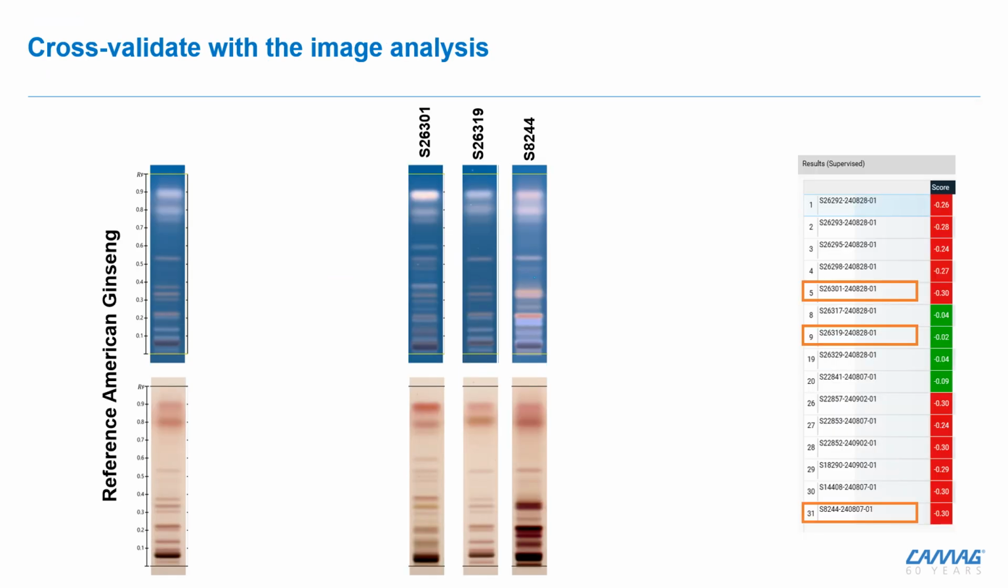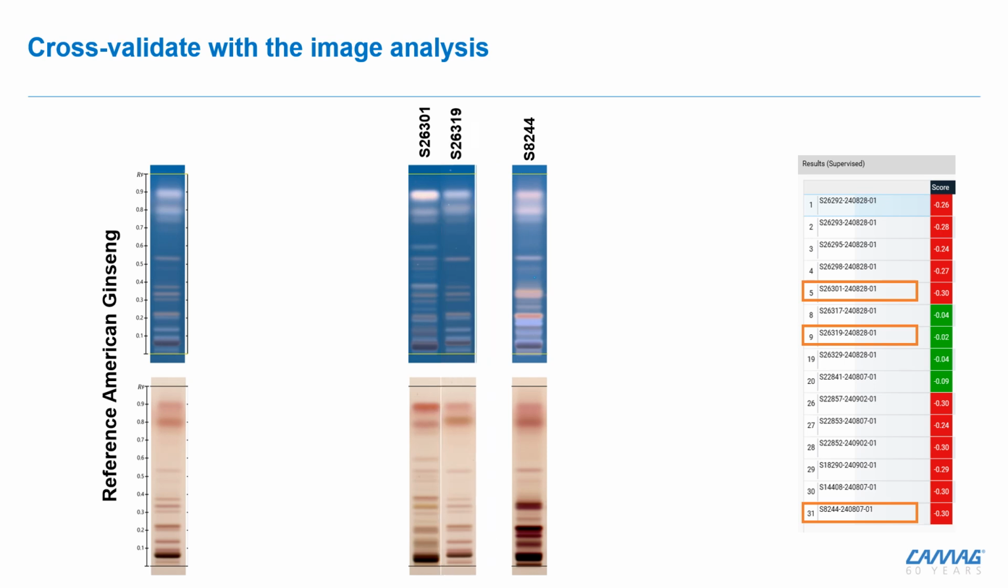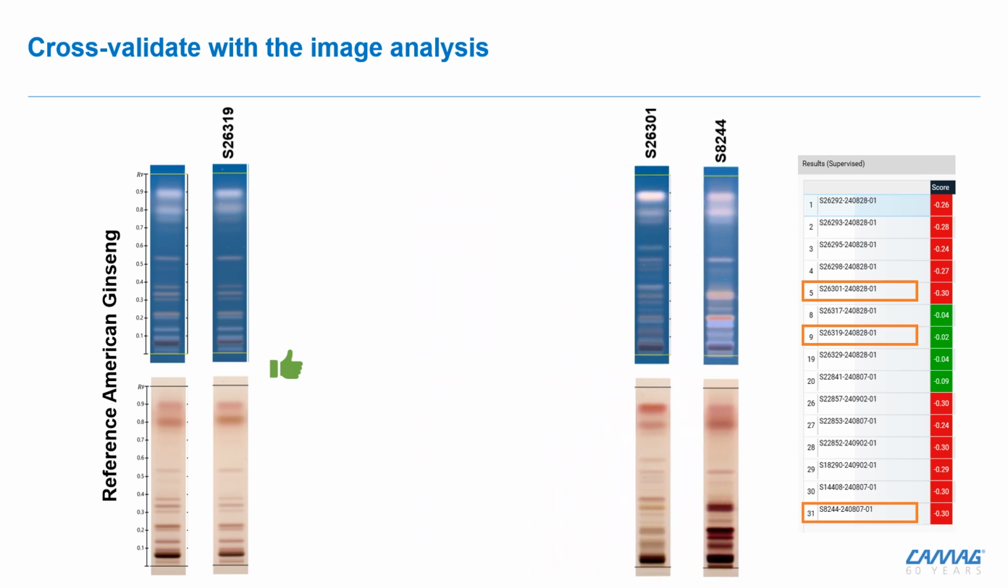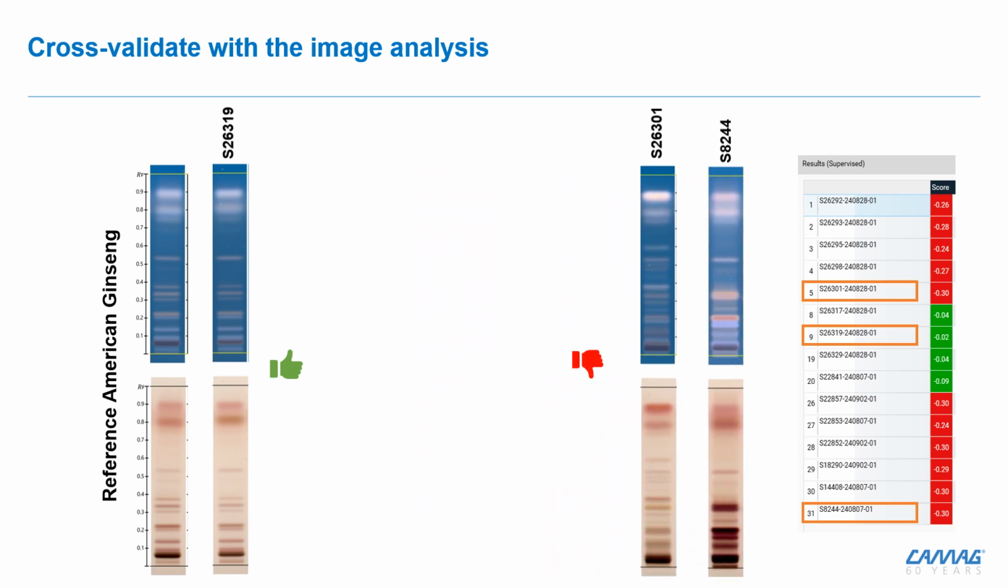As we can see here in this slide, the green flagged sample displays a fingerprint that closely matches the authentic reference profile. In contrast, the two red flagged outliers show clear visual differences like extra or missing bands, and therefore the image analysis confirms the results that we have obtained with the classification tool.